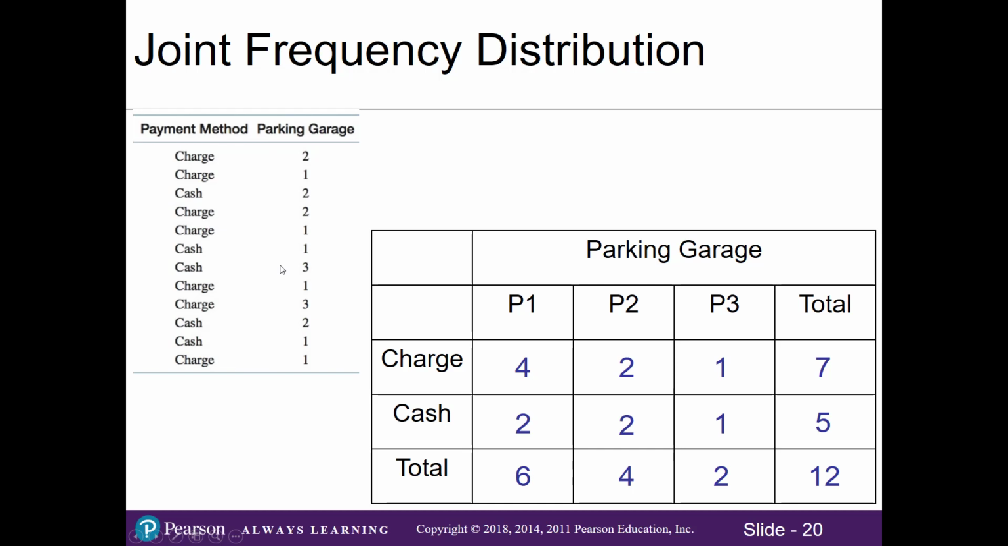So that's how you'll use a joint frequency distribution when we are looking at two variables. This is also helpful when we're trying to figure out probability, which we'll learn about in Chapter 4.